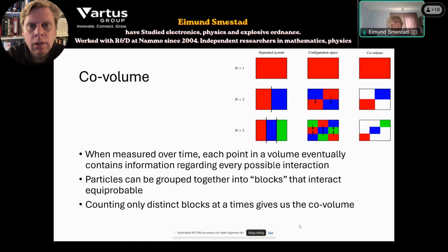The colored squares are different blocks, and we see that every possible interaction between blocks is contained in the configuration space. We also see that this leads to each colored block being represented more than once in the configuration space, which means that each particle is represented more than once also. That leads us to the third part, where we count only distinct blocks at a time, and that gives us the co-volume, where each particle is only present once, and that leaves room for blank space.